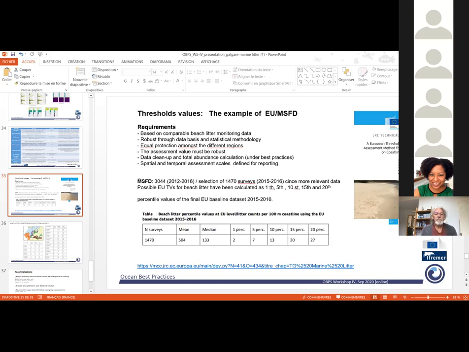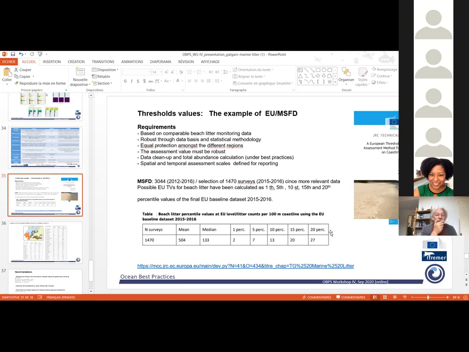So within MSFD, we analyzed more than 3,000 samples, and then we selected just some years, 2015, 2016, and then we calculated the value. The procedure we chose was defining percentiles: 1%, 5%, 10% of the baseline value. So there is a part of expert judgment, and the reason is that it's really difficult on a beach to know exactly what is good or not, because you have various types of impact: aesthetic, environmental, injuries, health, and so on.